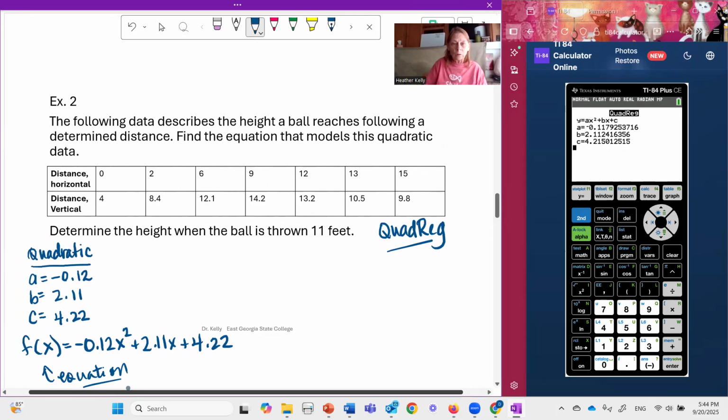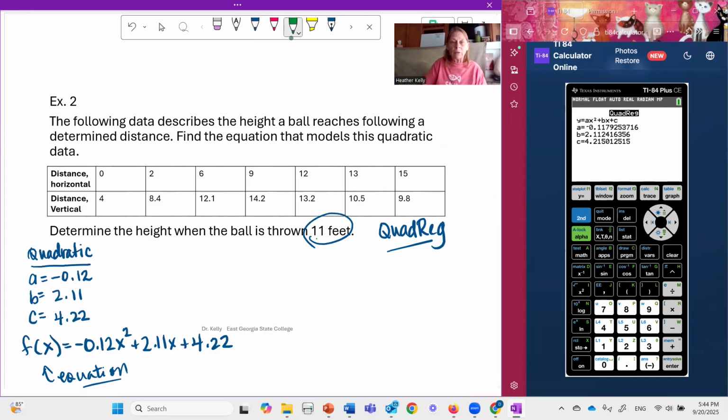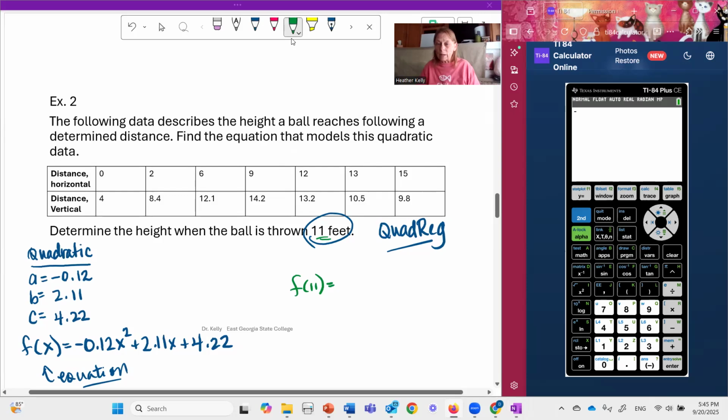And then now it asks us to find at 11 feet. So we're going to do f of 11, and I'm going to plug that in here. You don't have to hit clear. It just goes ahead and does it. That's nice. Times 11 to the power of 2 plus 2.11 times 11 plus 4.22, enter.